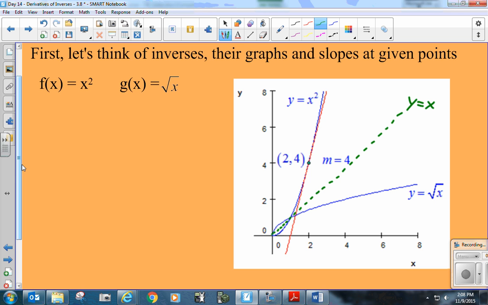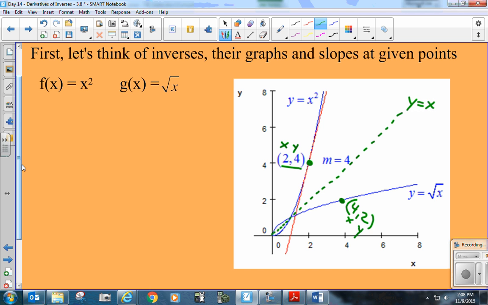Which means, if this point right here, 2, 4, is reflected on the inverse, it is going to be at 4, 2. And that's very important to realize to know. Right? So your x and your y for the inverse literally flip.